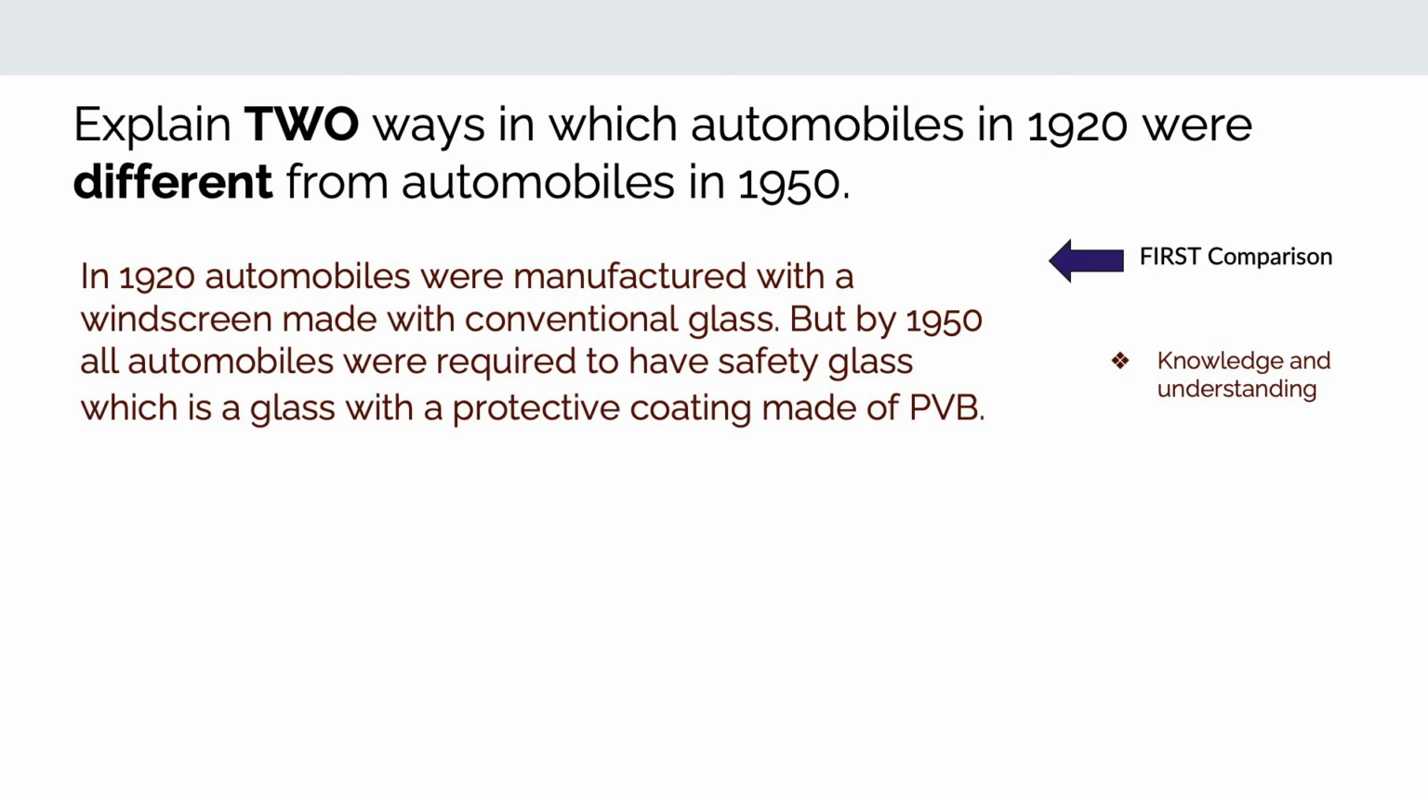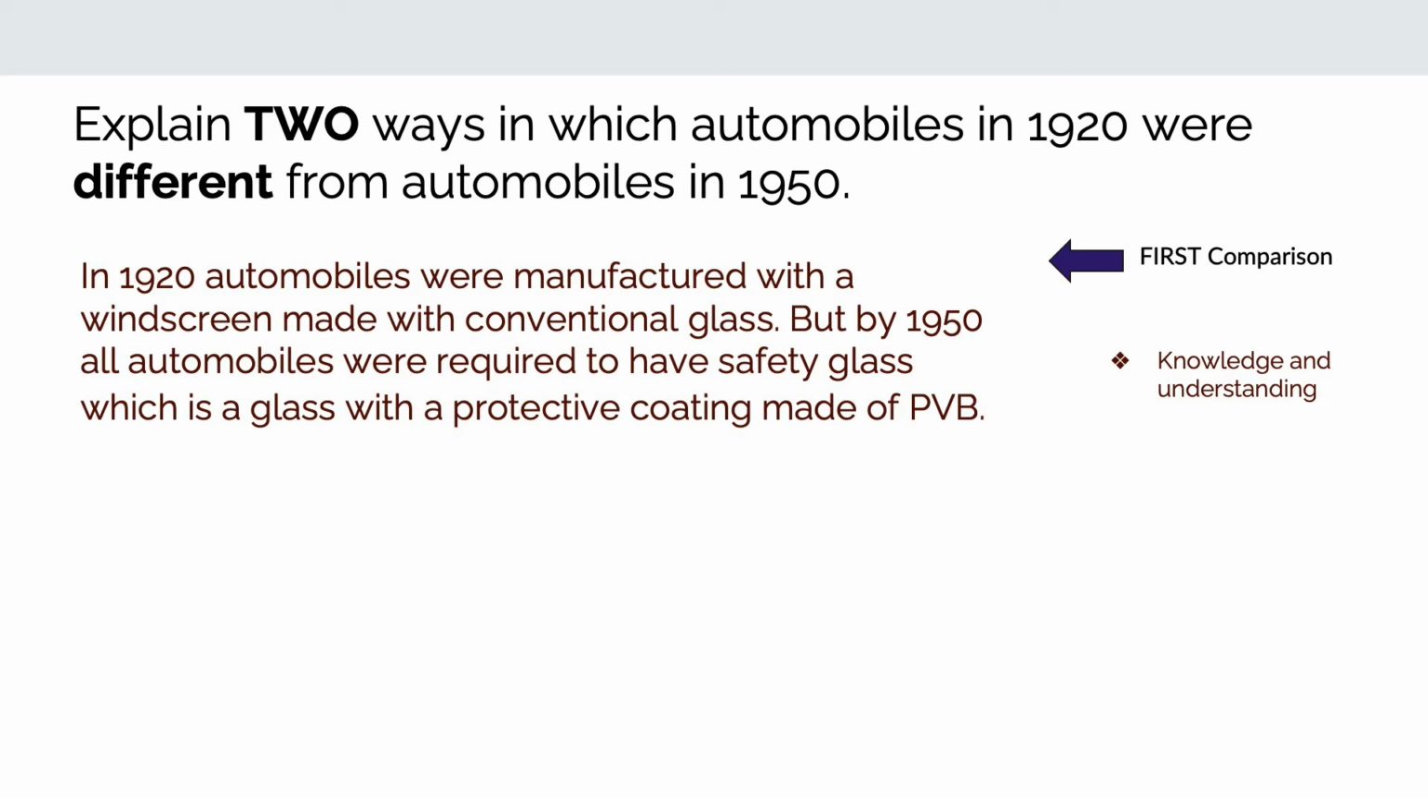In 1920, automobiles were manufactured with a windscreen made with conventional glass. But in 1950, all automobiles were required to have safety glass, which is glass with a protective coating made of PVB. All right, that demonstrates my knowledge and understanding. Remember, that is 2 marks out of the 6. The 4 is about the analysis.